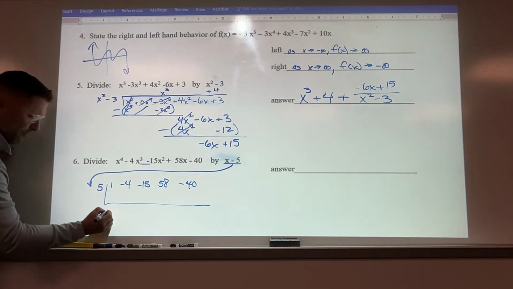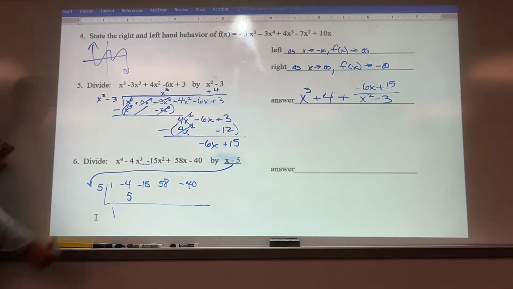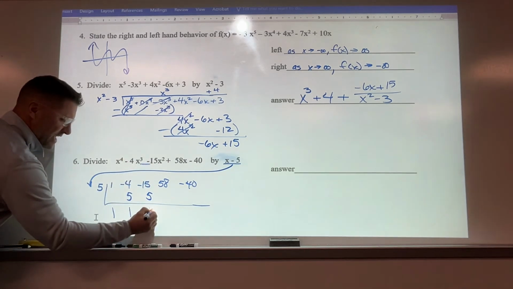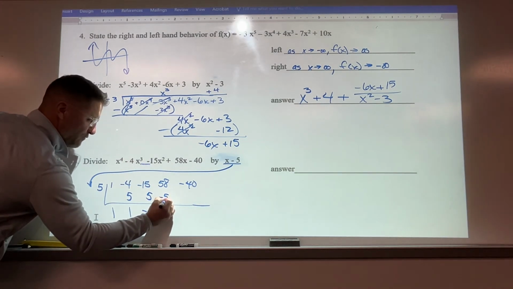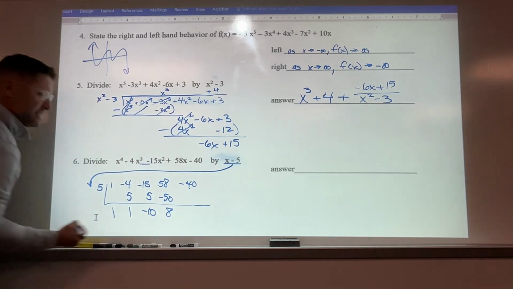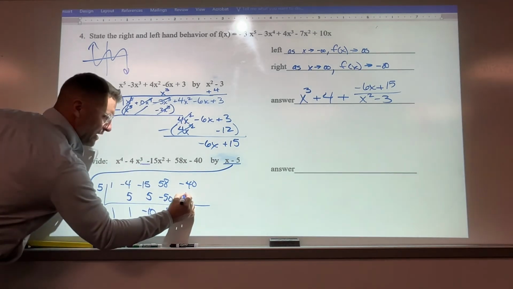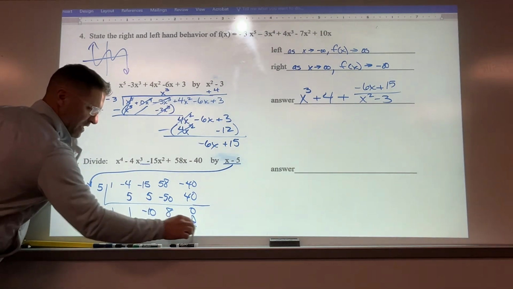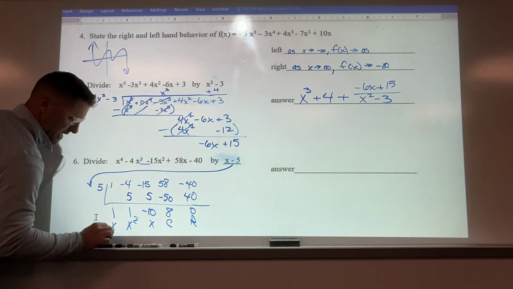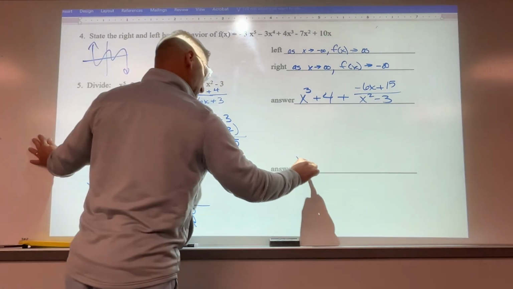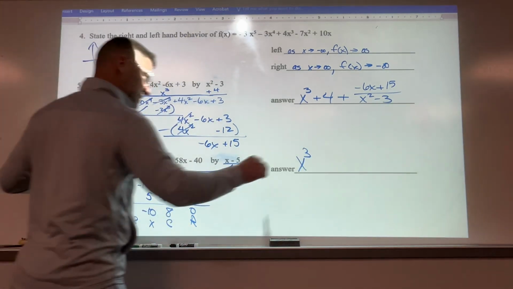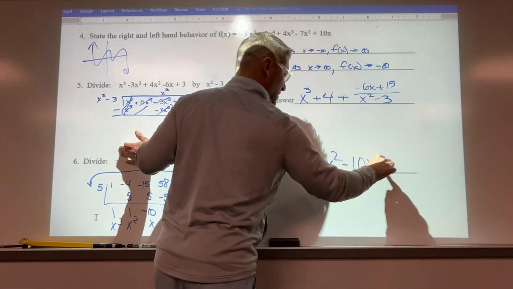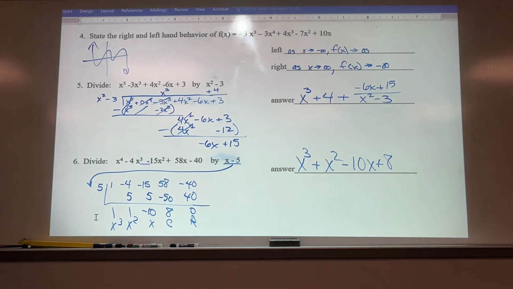All right, let's try it. I'll drop the 1. That's 5. I'll add, that's 1. Multiply, that's 5. I'll add, that's negative 10. Multiply, I got negative 50. I'll add that, I got 8. I'll multiply to 40, and I'll add it to 0. Well, that was nice. Remainder, constant, x squared, x cubed. I got my answer to be x cubed plus x squared minus 10x plus 8. And I got it.